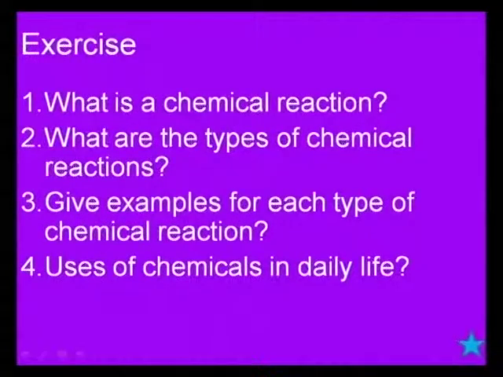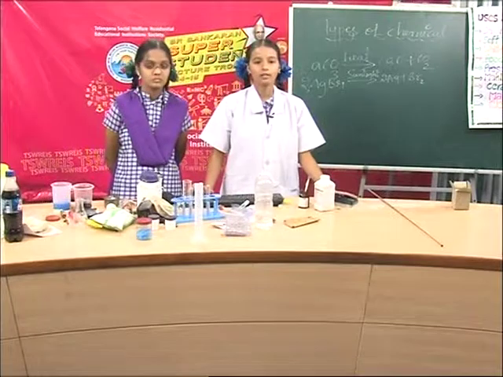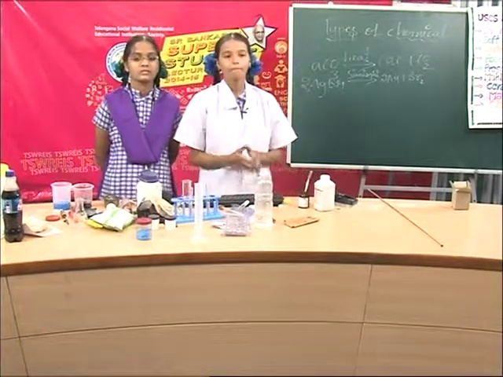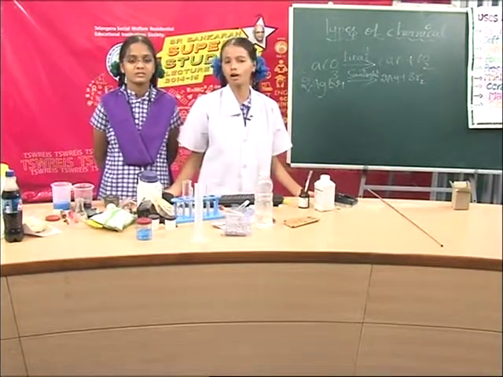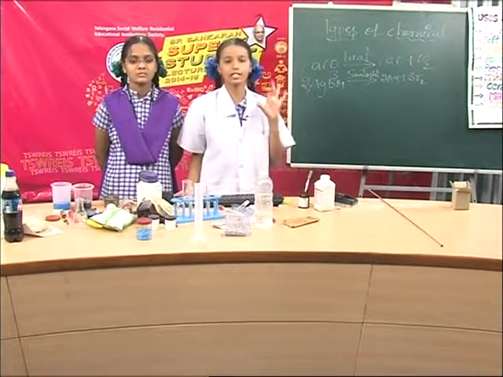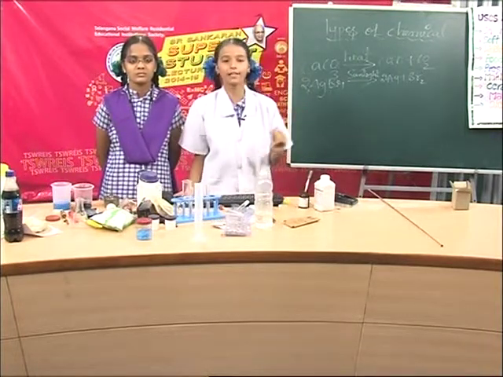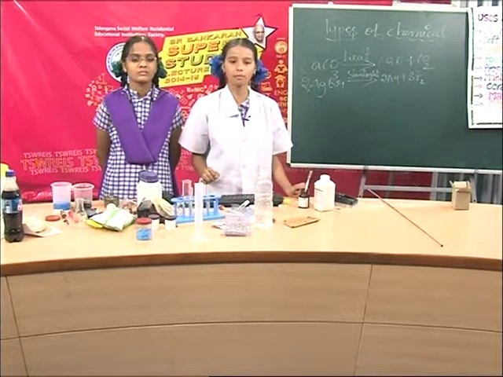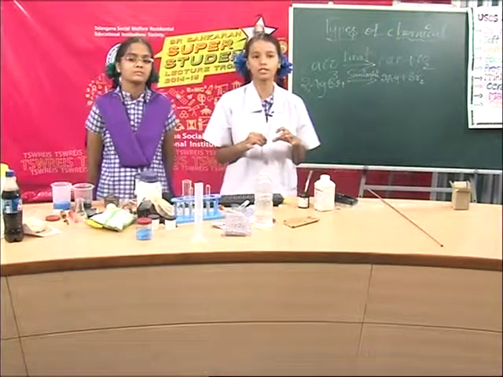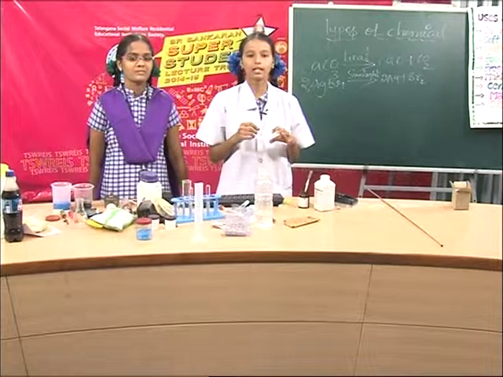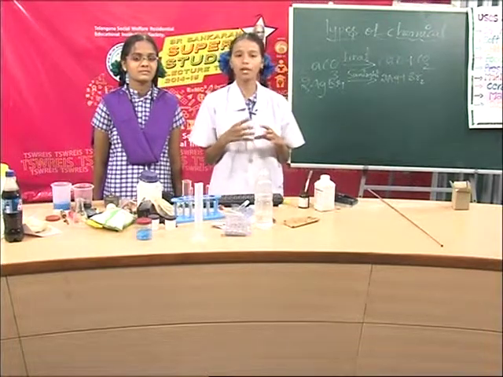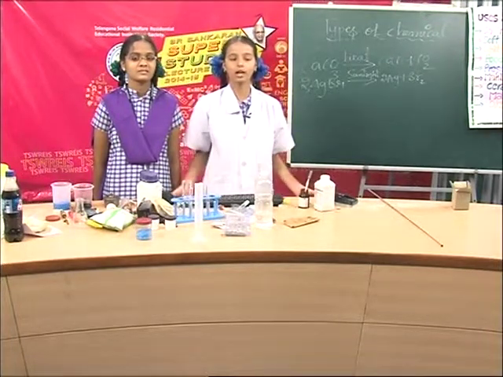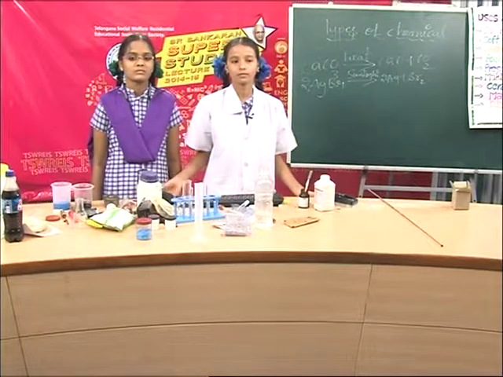Give one example for each type of chemical reaction. What is the example for all the reactions? For the first reaction, chemical combination, we have taken magnesium ribbon. When the magnesium ribbon burns in the presence of oxygen with the help of a Bunsen burner, what have we found? Magnesium oxide. These are some examples of chemical reactions.